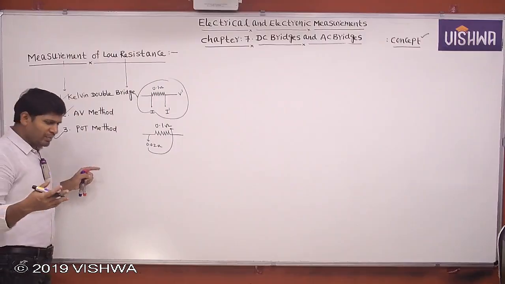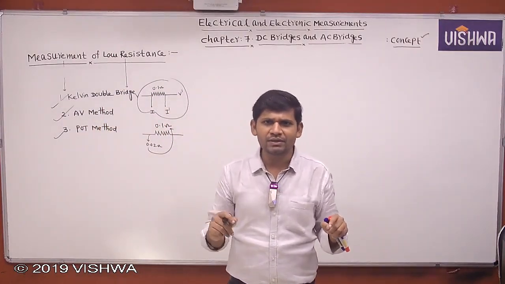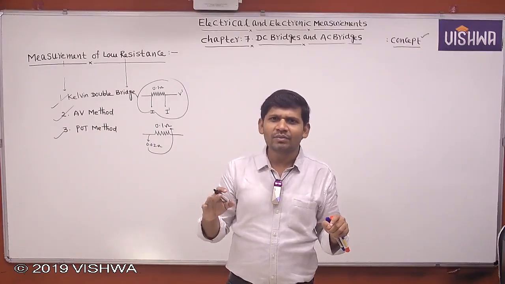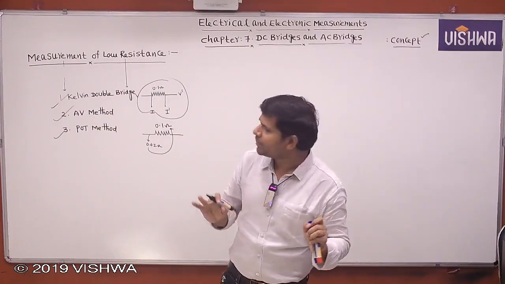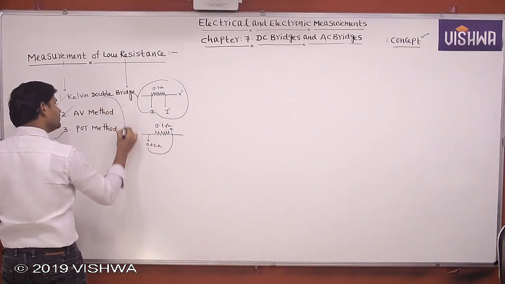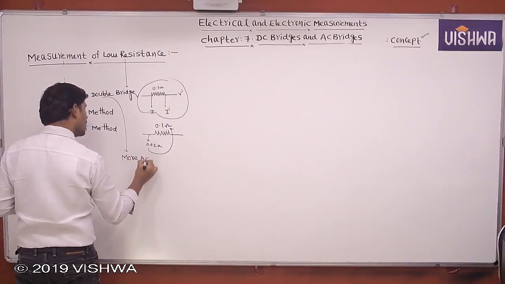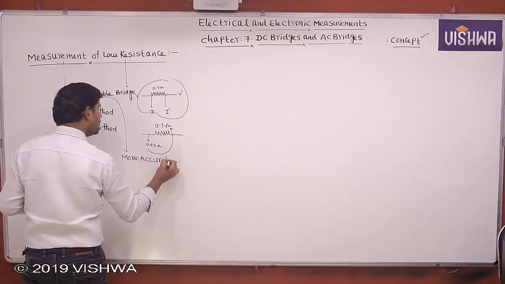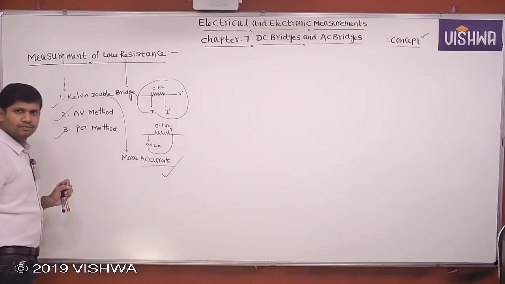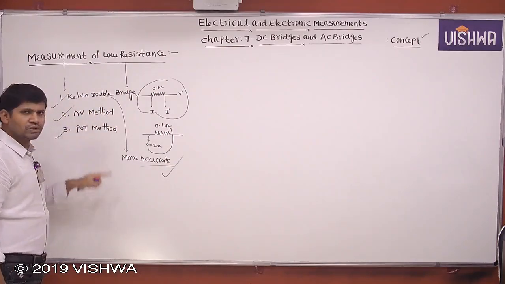Many other meters are also there for measurement of low resistance. We can use microampere ohm meters, and by using those meters also we can measure low resistance. But the more accurate and more preferable methods to measure low resistance are these. Now first I want to discuss the Kelvin double bridge. At the end I will discuss the potentiometer method.